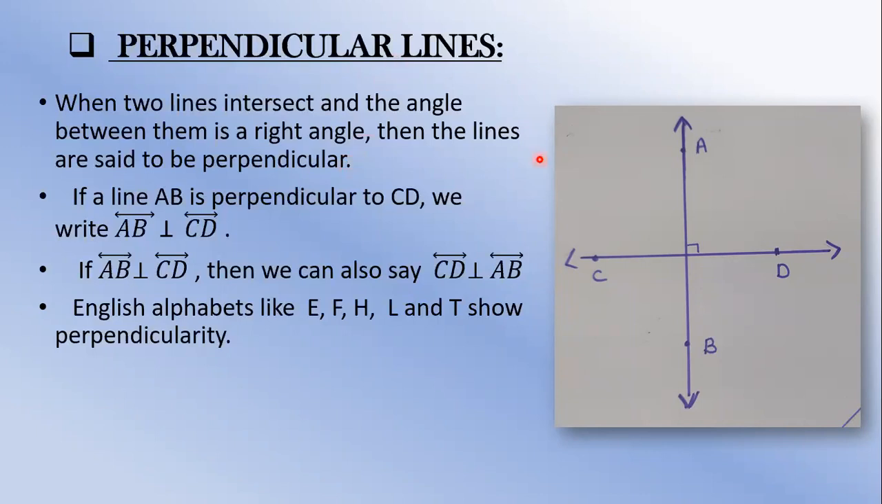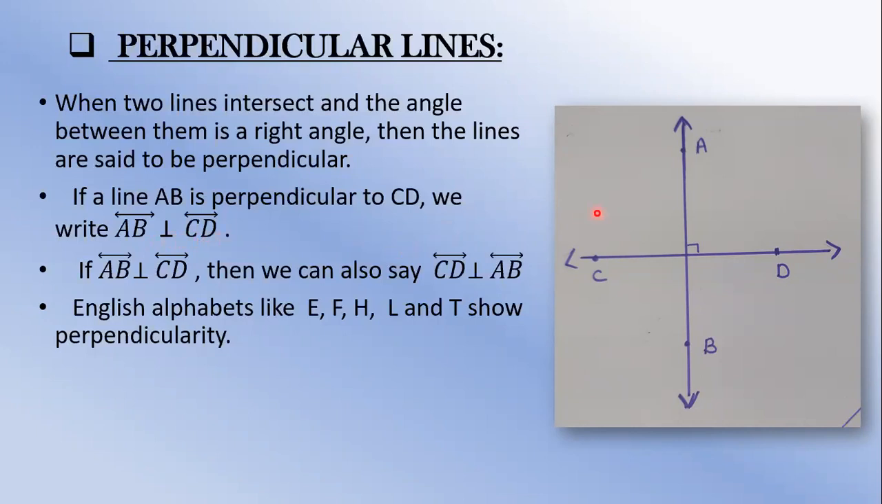Here I have taken two lines, line AB and line CD. This line AB intersects line CD at a right angle. Right angle means angle of 90 degrees. So we can say line AB is perpendicular to line CD. Symbolically we can write it with the perpendicular sign. How to read it? Is perpendicular to. Line AB is perpendicular to line CD.